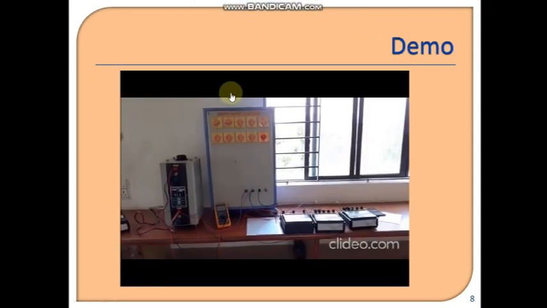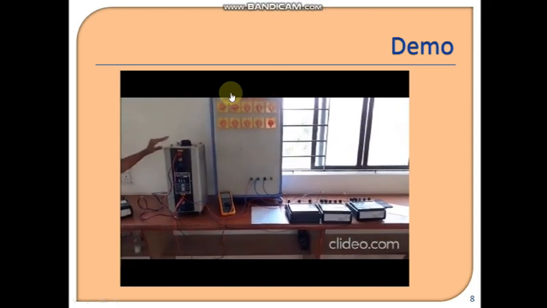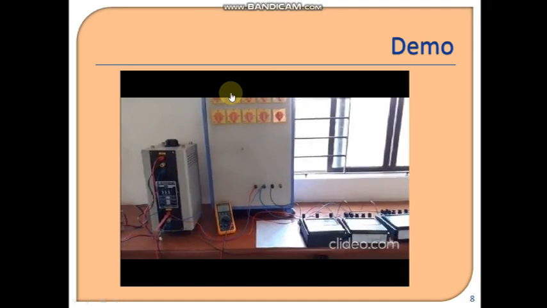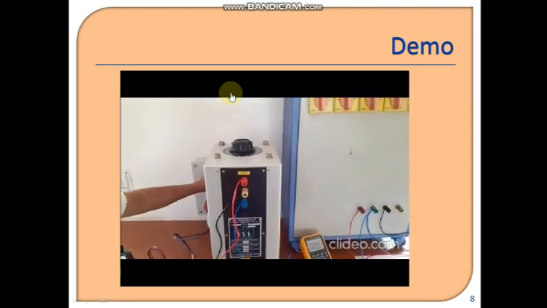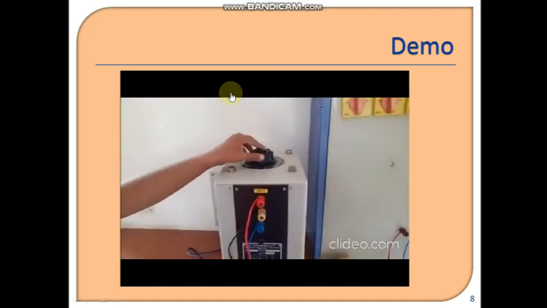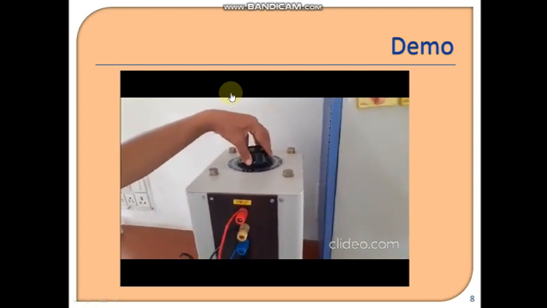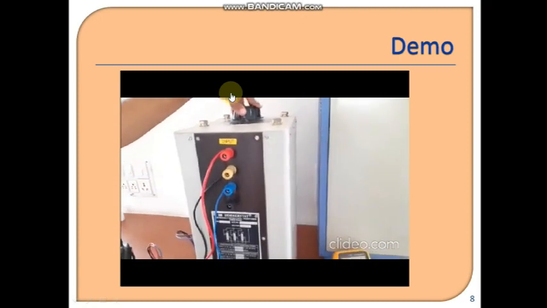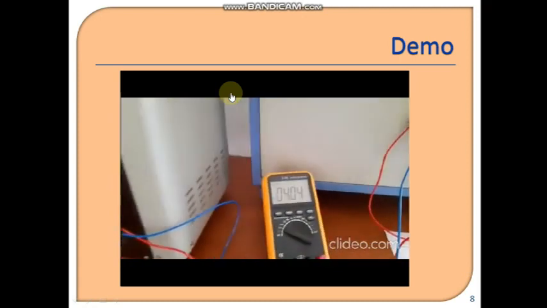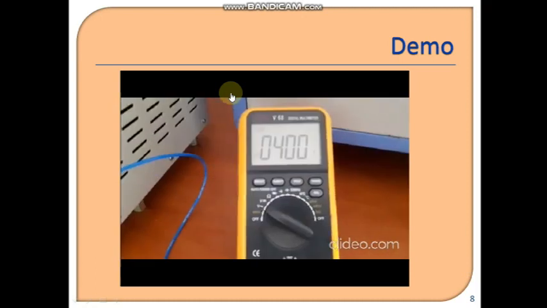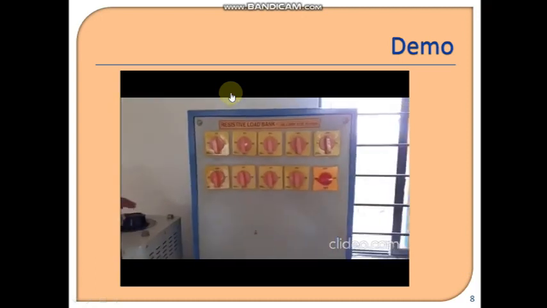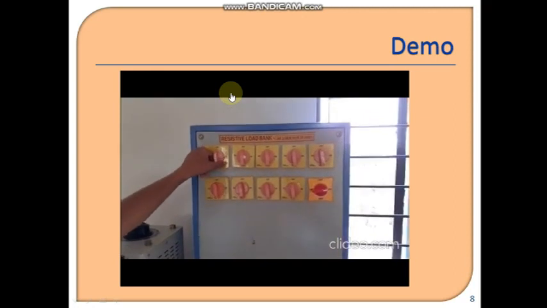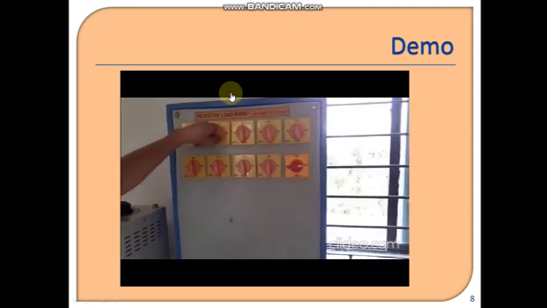Now we observe the demo of the experiment. Circuit connections are made as per the circuit diagram, and switch on the supply. Apply the rated voltage using the auto transformer from 0 to 400 volts. So the voltmeter is showing 400 volts now. This is the resistive load bank. Once the 400 volts is set, there is no need to take an initial reading.